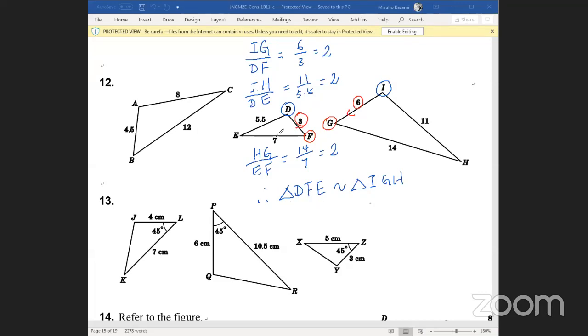Okay, and this time I have the information of the 3 sides, and they are having the same ratio. Therefore, they are proportional. Therefore, these 2 triangles are similar, and the reason is 3 sides proportional. Any problem? Any questions for number 12? Then we can move on to the next one.